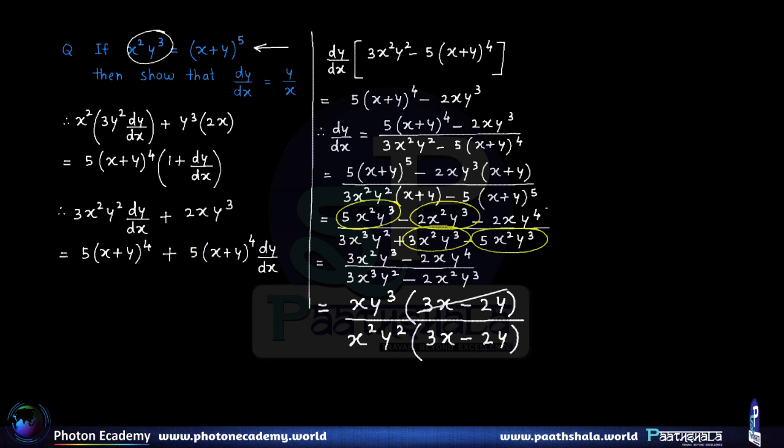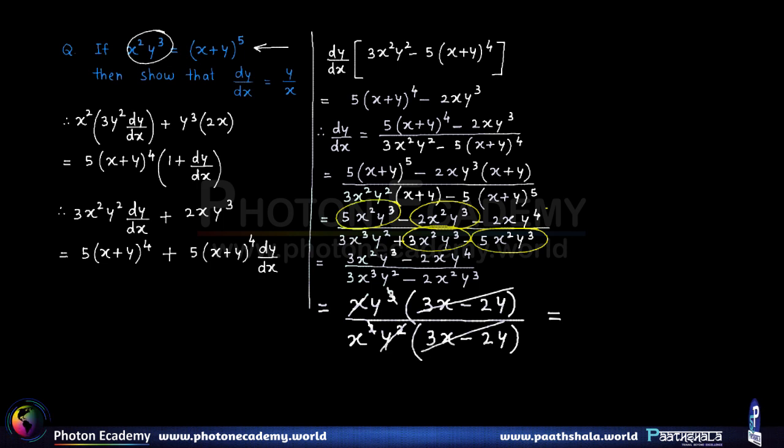So therefore on cancelling, outside one x will get cancelled and y² will get cancelled, leaving y by x as required, right? So that is how we use the differentiation of implicit function.